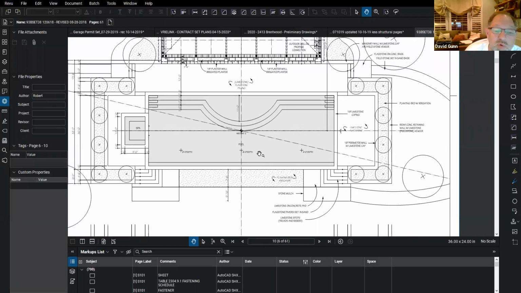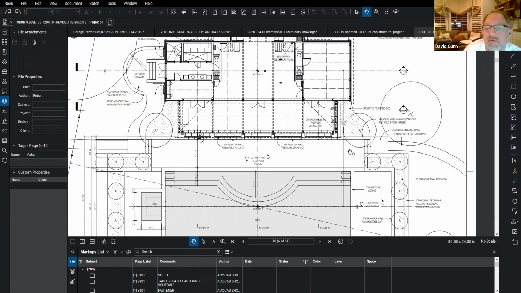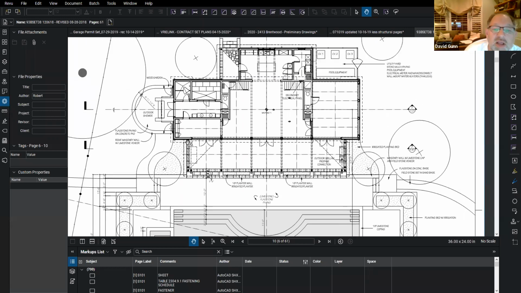The depth of the pool: it's 6 foot here in the middle, 8 foot on that side, 4 foot on that side. Limestone paving or flagstone, perimeter wall. It starts to really paint the picture of what you're looking at from above. Irrigated planting bed, masonry wall with limestone cap. So as you follow this and get closer and closer, you get more of a picture of what the drawings look like.